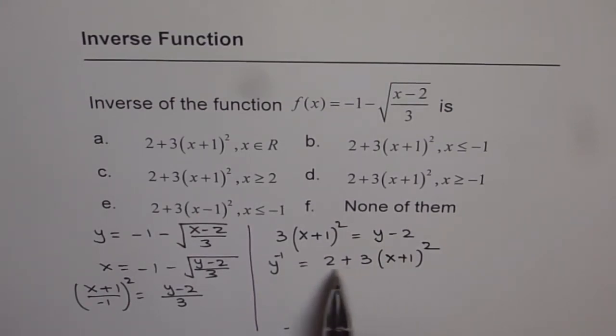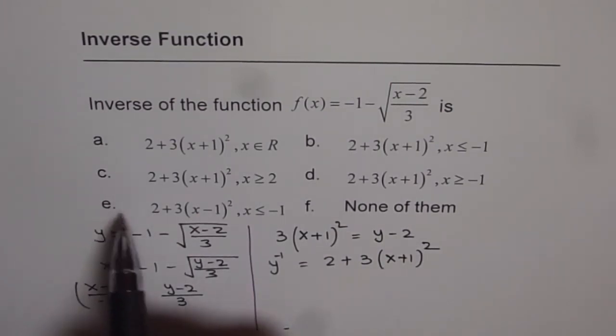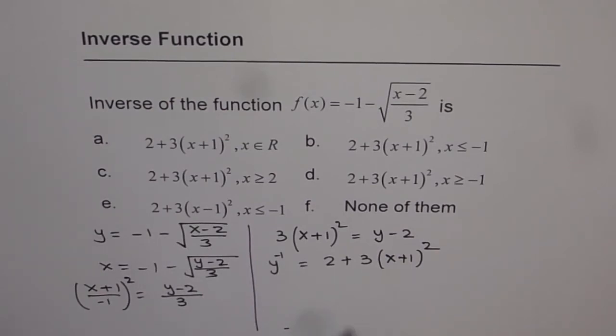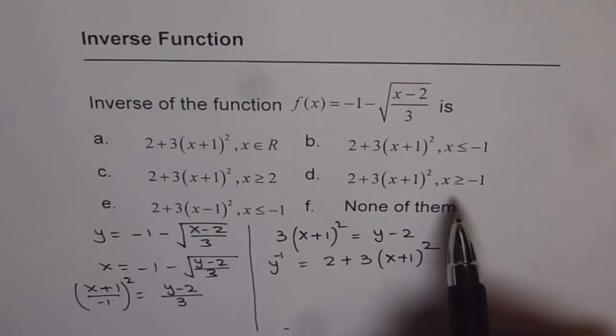So these ones are the right answer, so E is not the right answer. That is what we know. So that is the inverse of the function. Now let's match the domain and range.